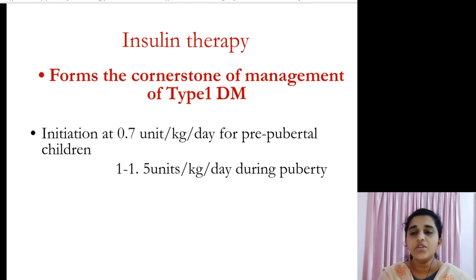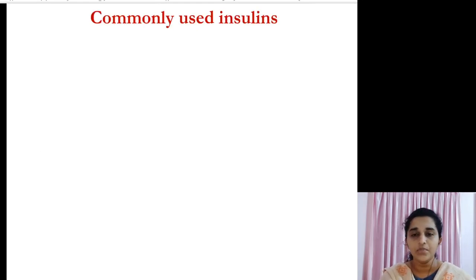So insulin therapy forms the cornerstone of management of type 1 diabetes mellitus. Initiation is at 0.7 unit per kg per day for pre-pubertal children and 1 to 1.5 units per kg per day during puberty.